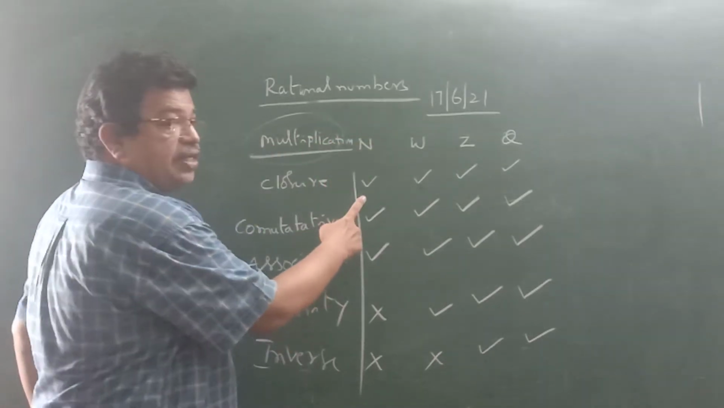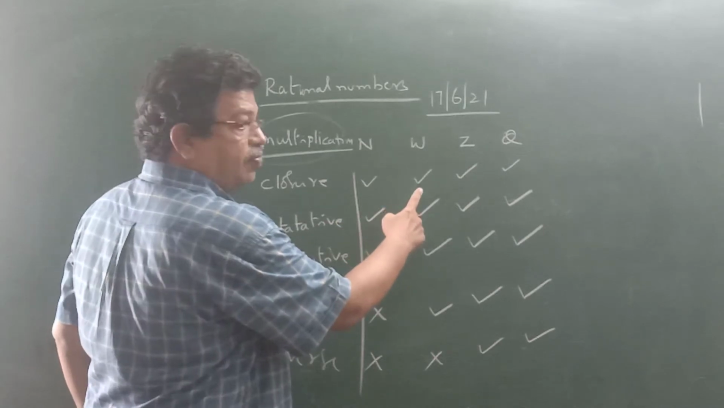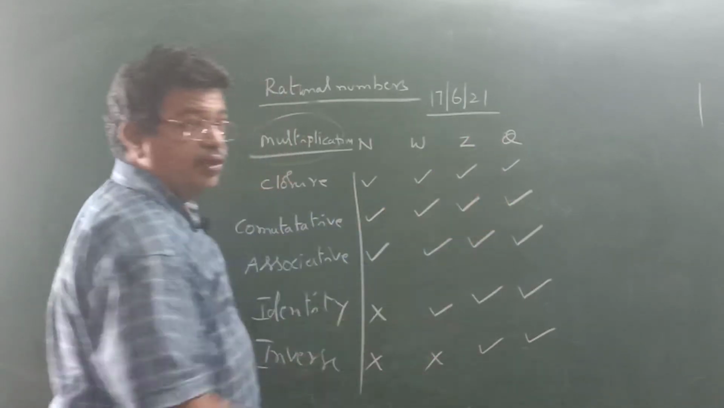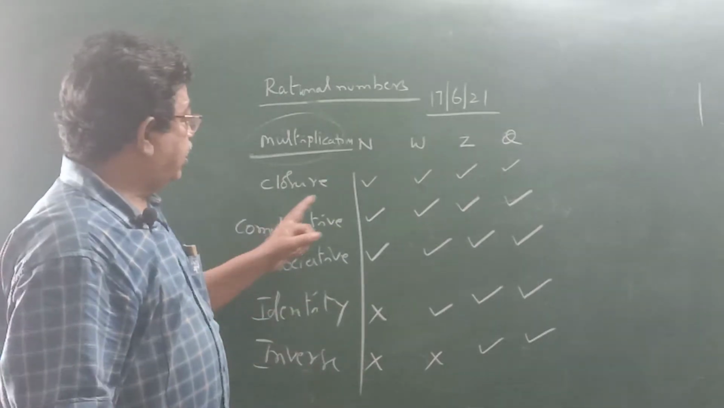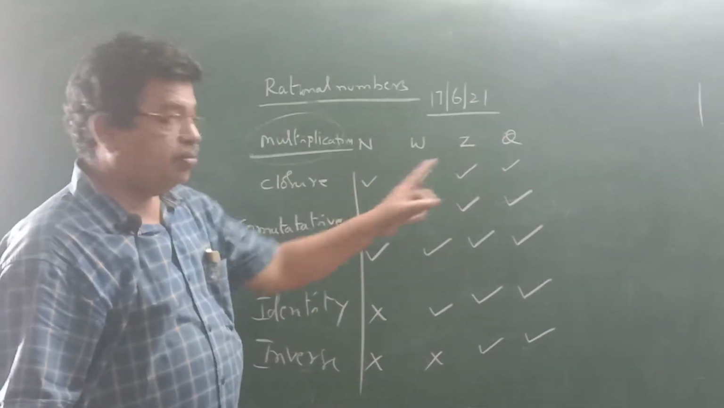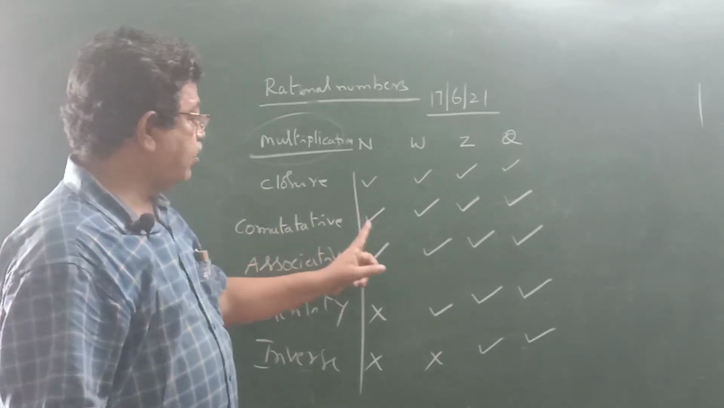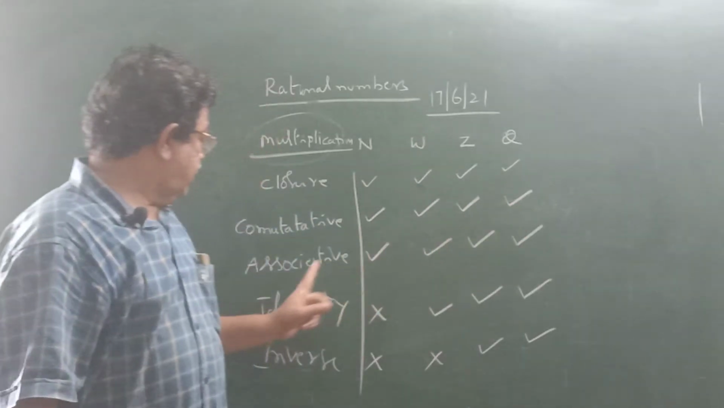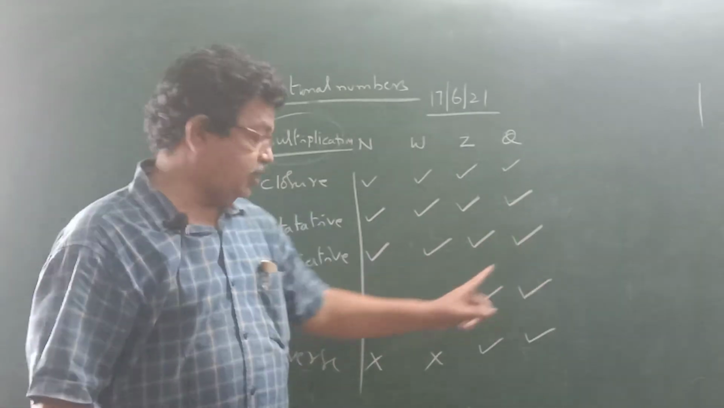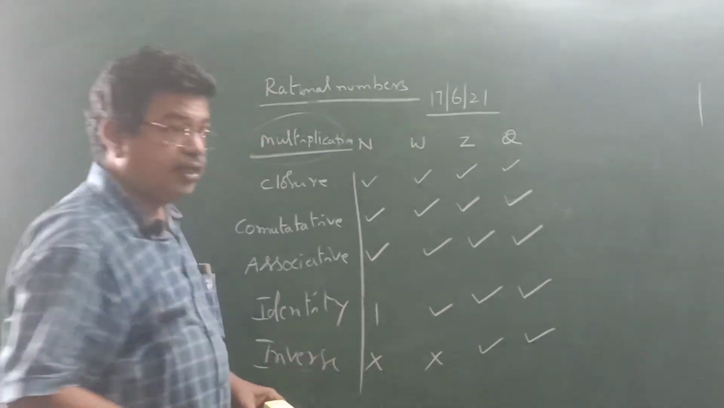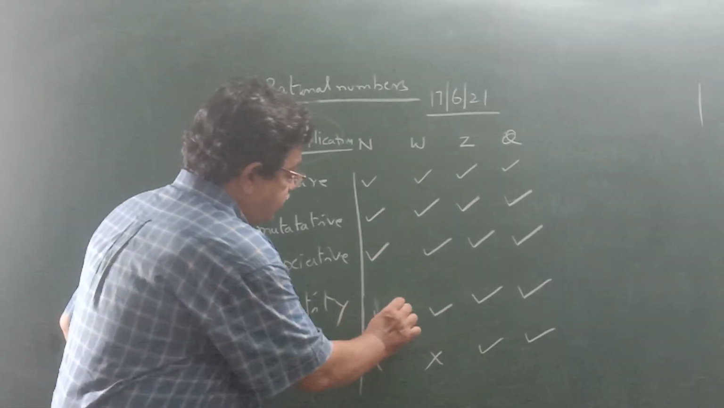The product of two natural numbers is a natural number. The product of two whole numbers is a whole number. The product of two integers is an integer. The product of two rational numbers is a rational number. Natural numbers, whole numbers, integers and rational numbers have closure property under addition and multiplication. Similarly, they have commutative property under multiplication. They have associative property under multiplication. And they have identity property under multiplication. What is the multiplicative identity? It is 1.